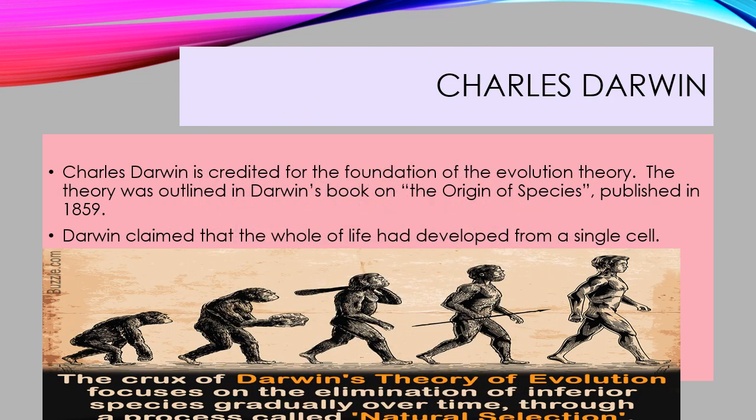You may ask, who came up with the theory of evolution? Charles Darwin is credited for the foundation of the evolution theory. The theory was outlined in his book The Origin of Species, which was published in 1859. In his book, Darwin claimed that human beings came from a single cell. Now, this single cell gradually changed with the environment and then eventually became what we are today, human beings.